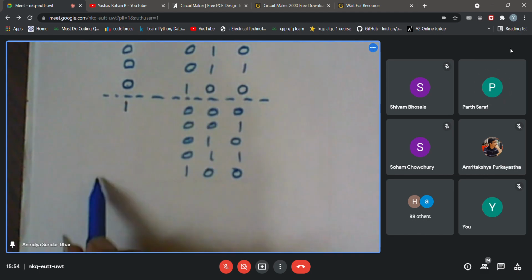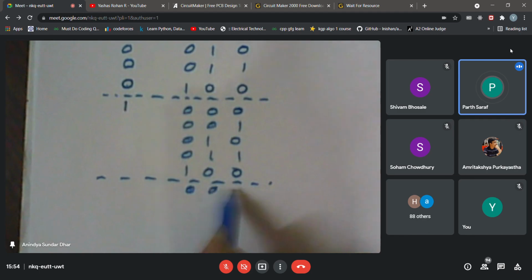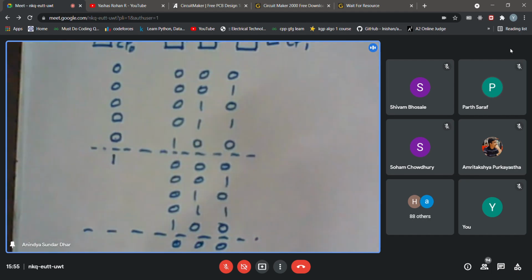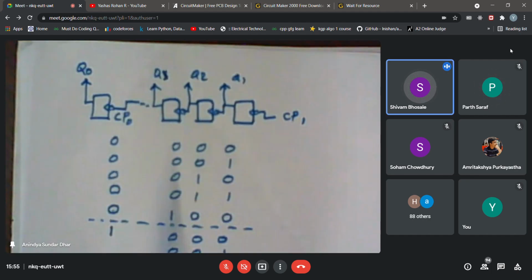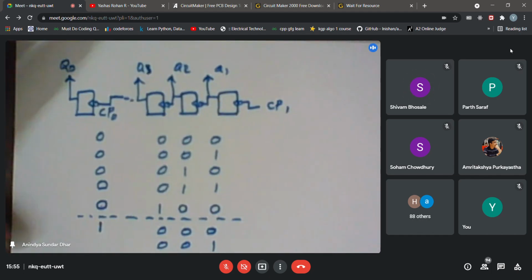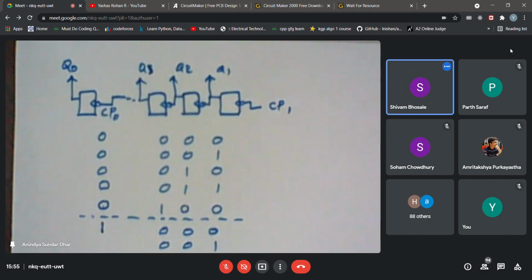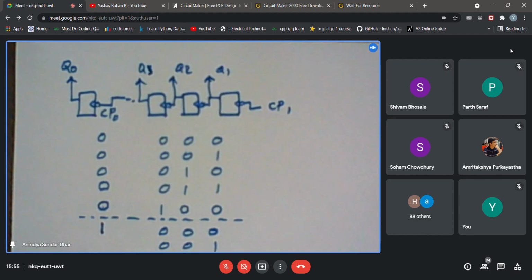Is CP0 connected to Q3? CP0 is connected to Q3, right? I have done the external connection. But sir, when it is resetting, wouldn't Q0 be 0 too? Yes. If I reset this, this one will become 0 once again. I feel it should become 0. So then it would become something like a mod 5 counter only. And as we have said something about the biquinary counter, what is the biquinary sequence?